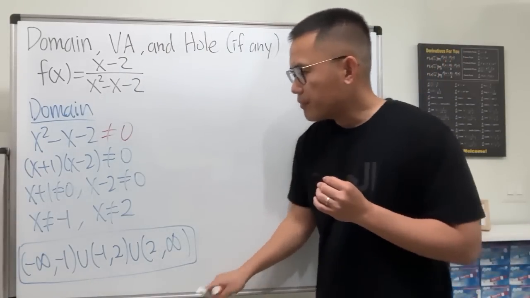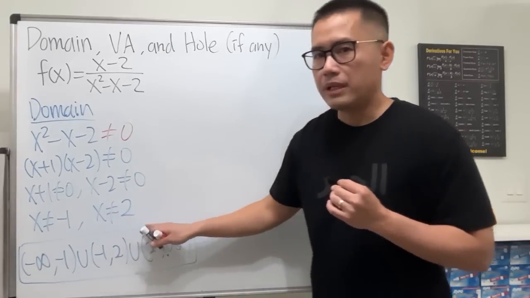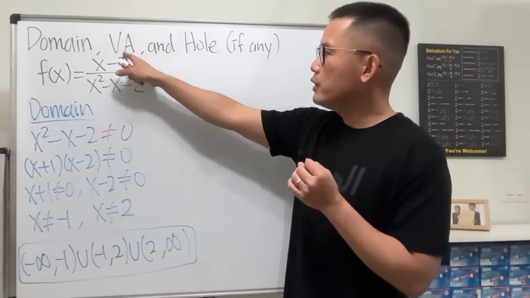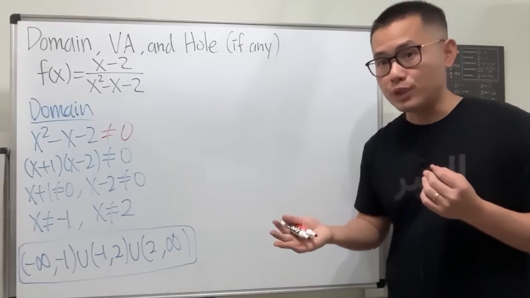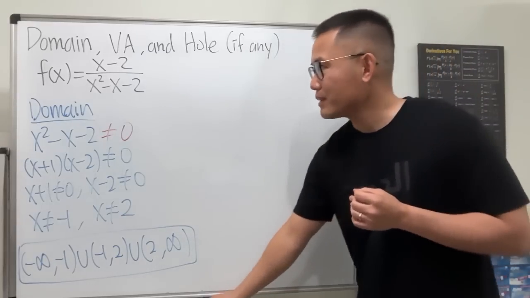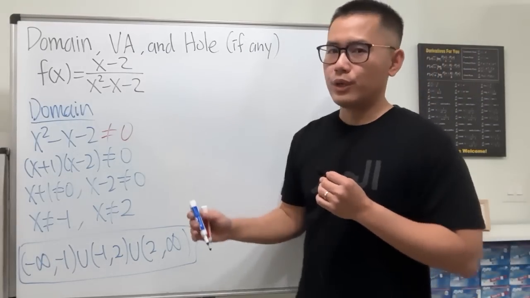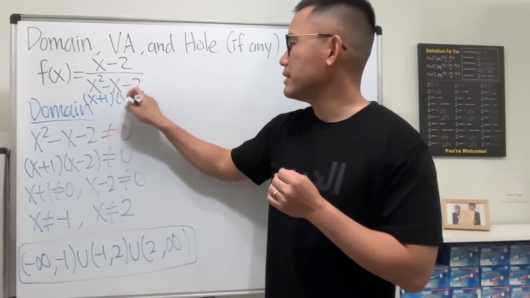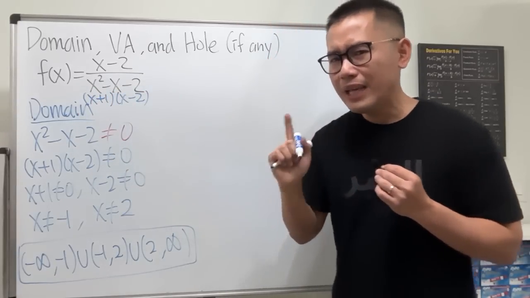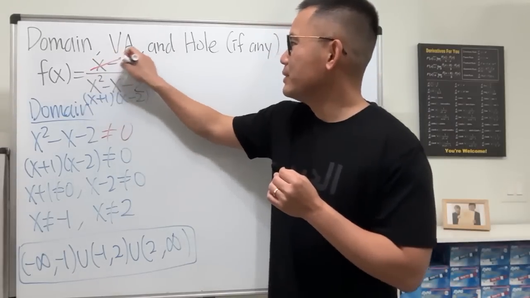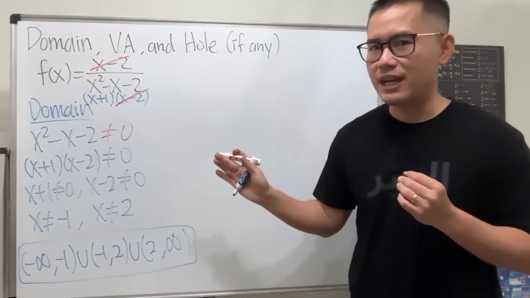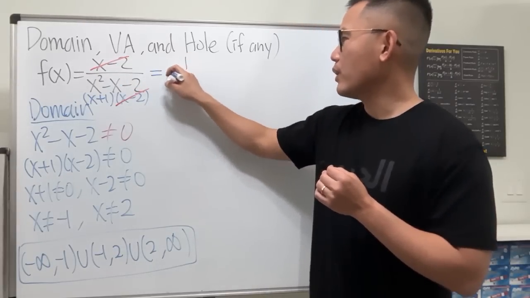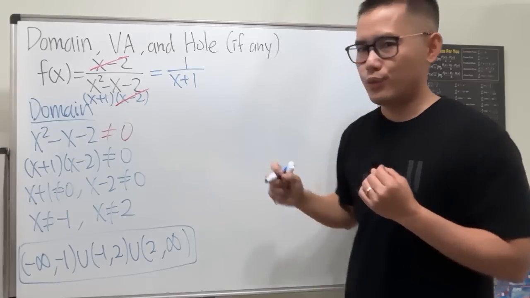Now, after we found the domain, these two numbers are actually going to be the candidates for being a vertical asymptote or a hole. But which one's which though? Let's have a look. If you go back to the original and factor the denominator, we have x plus 1 times x minus 2. And we happen to see that the x minus 2 and the x minus 2 cancel each other out completely, right? So this is just the same as 1 over x plus 1.